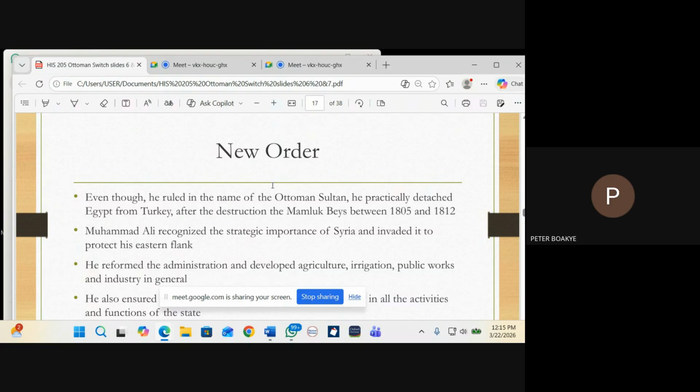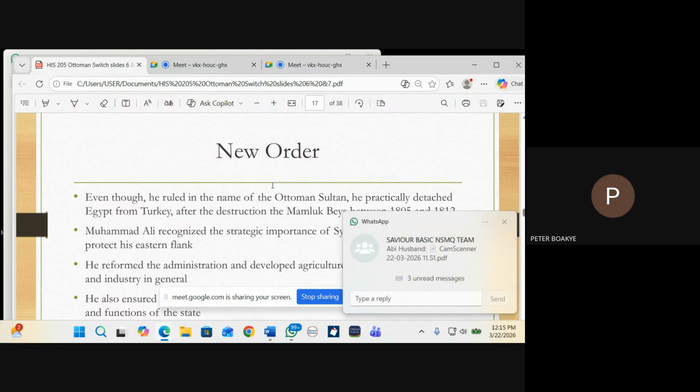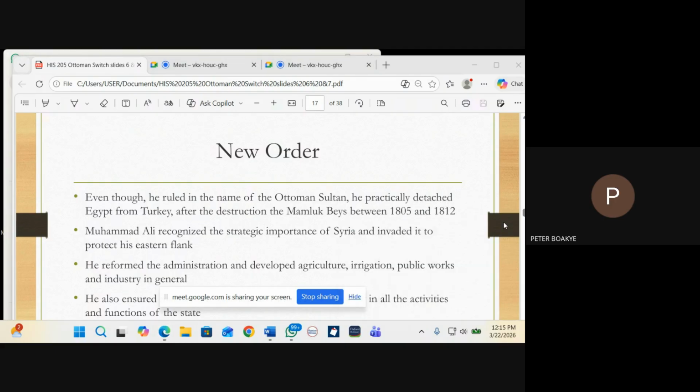Okay, so I was talking about his creation of a new order. I'll just go over it. I was saying that he succeeded in creating a new order, and even though he ruled in the name of the Ottoman Sultan, what Muhammad Ali did was that he detached Egypt from Turkey after the destruction of the Mamluk base between 1805 and 1812.